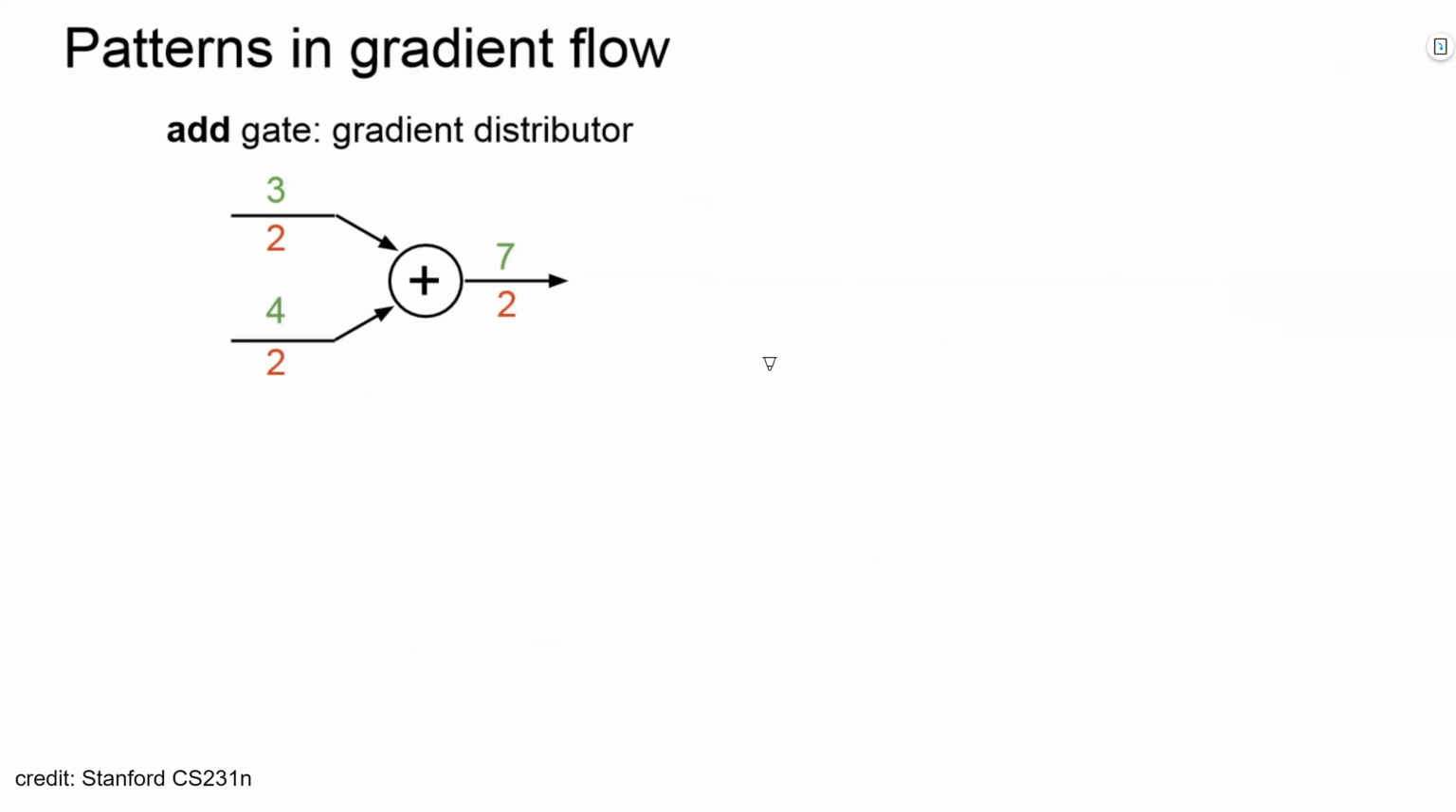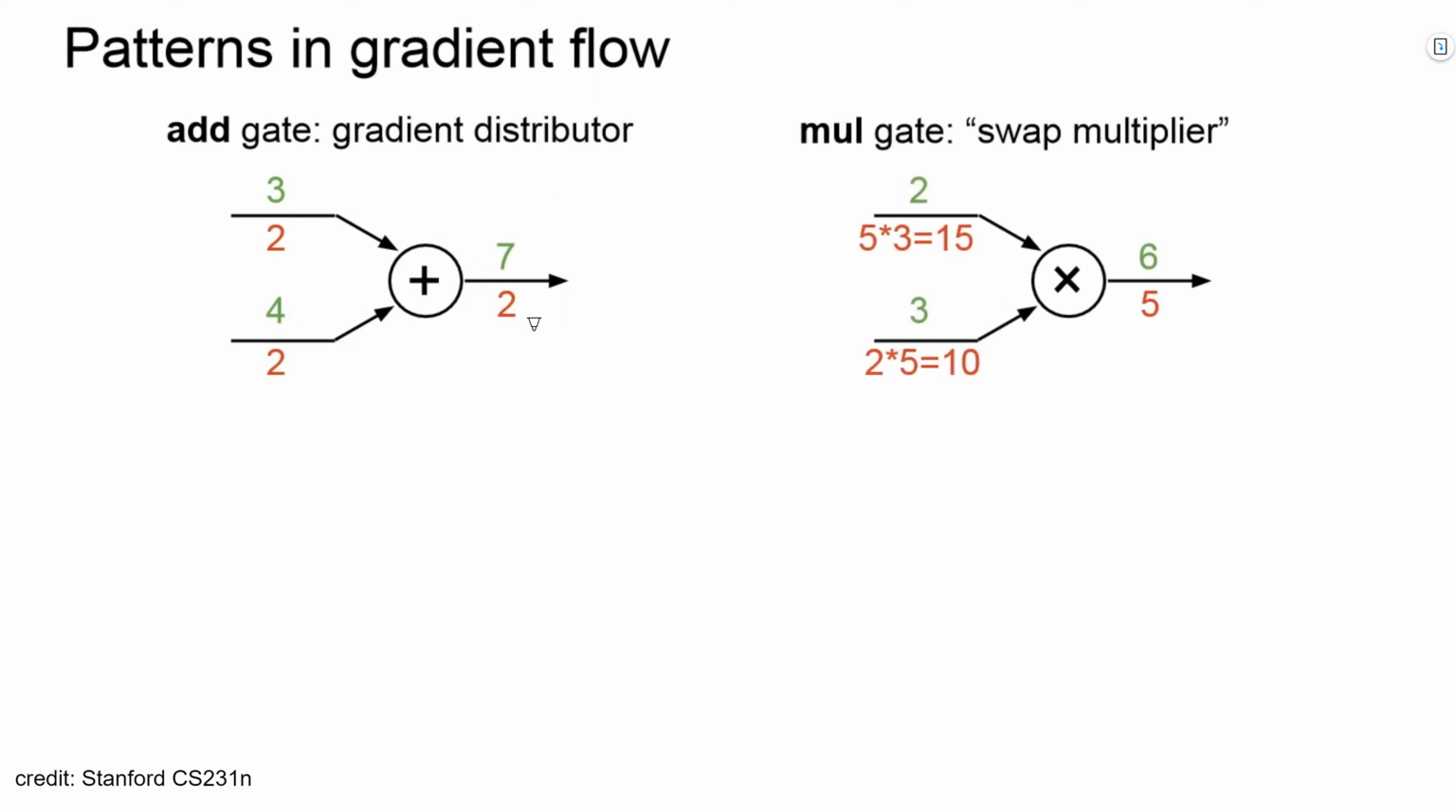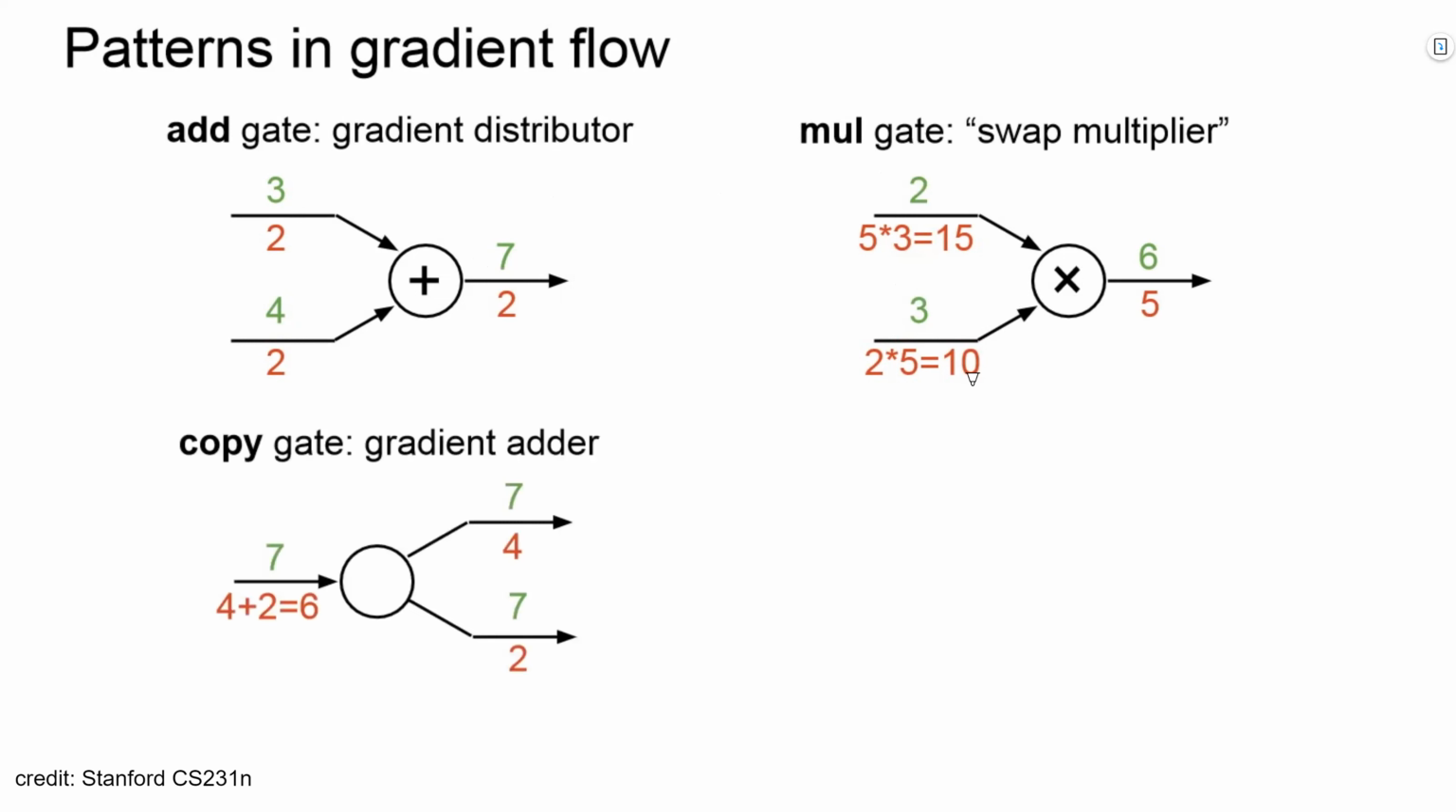And you might have noticed this. There are some patterns in gradient flow. The ADD gate is a gradient distributor. The upstream gradient gets distributed equally to the downstream lines. And the MUL gate, multiplication gate, swaps the values. 2 goes here, 3 goes here, and they get multiplied with the upstream gradient.